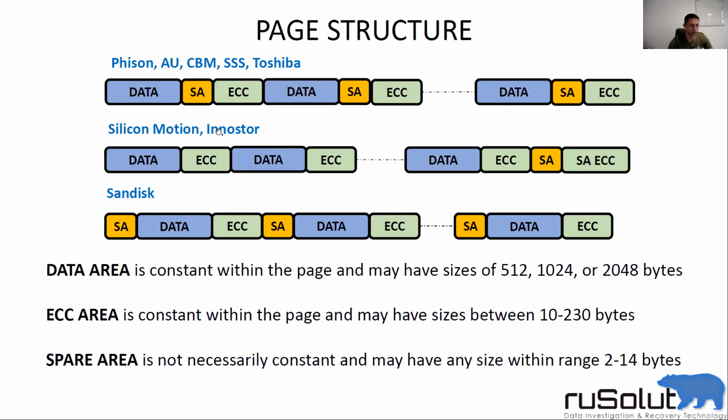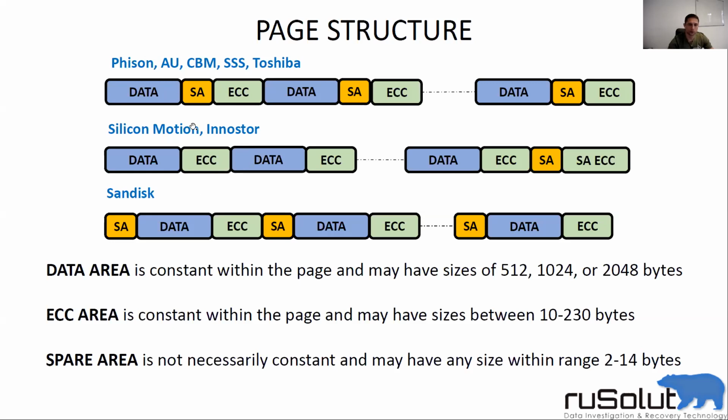The main thing you need to remember here, first of all, is the distribution of data areas, service areas, and ECC areas for different controllers. You can see that Phison, AU, CBM, and so on controllers have the first type of page structure. Silicon Motion and InnoStar another one, and SanDisk has its own structure. And it's the first thing you need to remember: typical allocation of data areas, service areas, and ECC within the page.